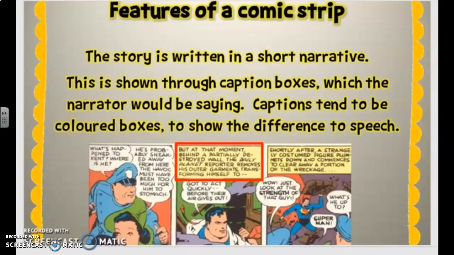Okay, and so that we don't get mixed up, the captions tend to be in different coloured boxes to show that they're different to the speech that's being said. So if you have a look on here, you can see the captions are in a yellow box rather than a white one like the speech bubbles. And that's just so we don't get muddled up when we're reading our comic.